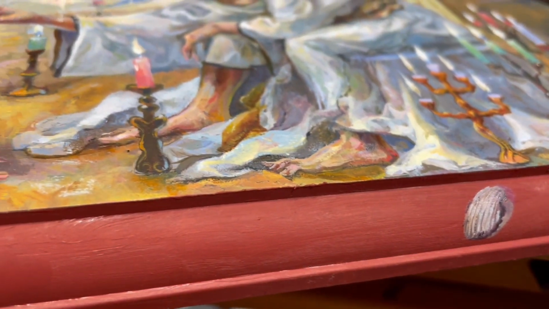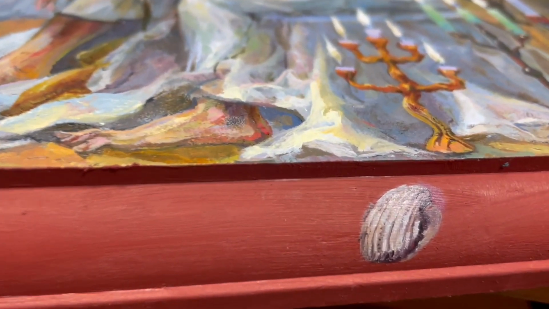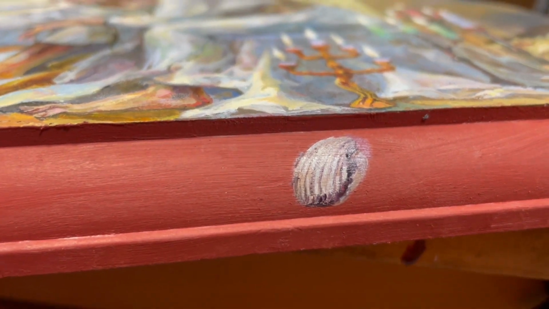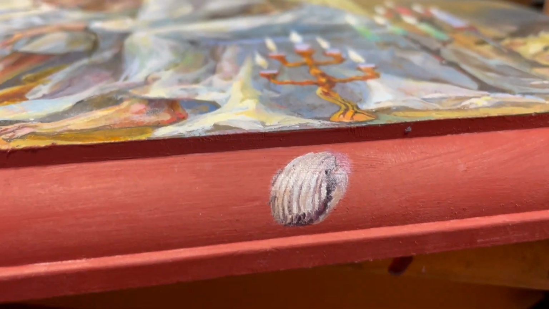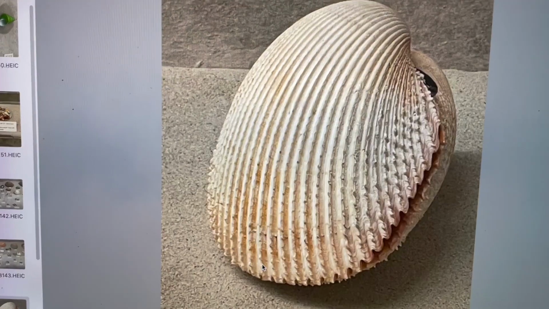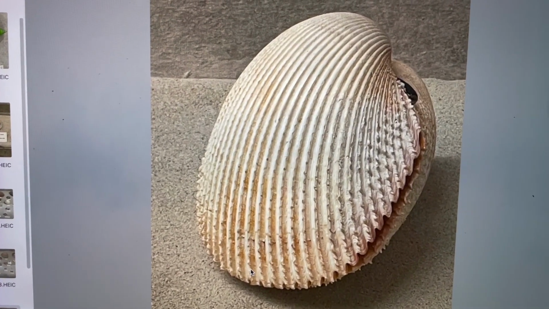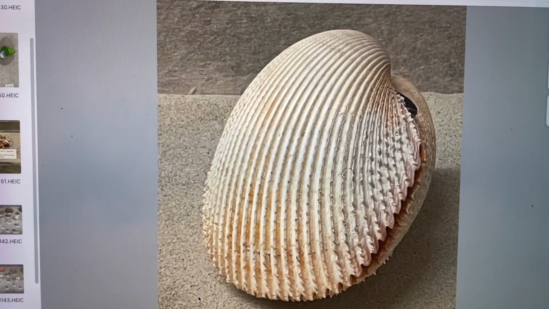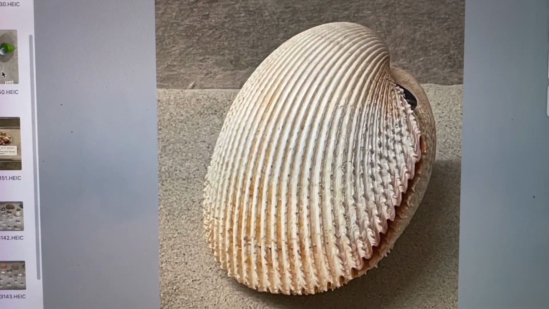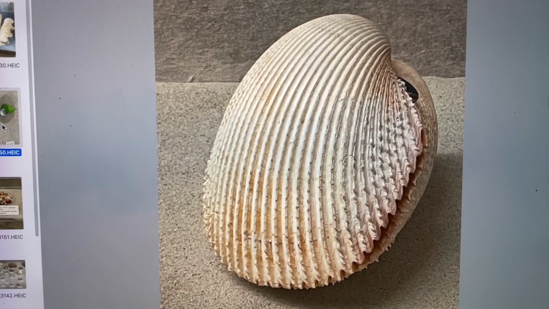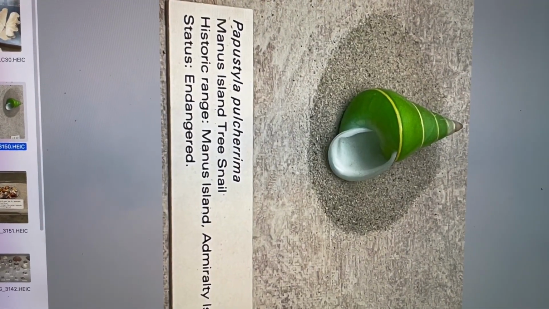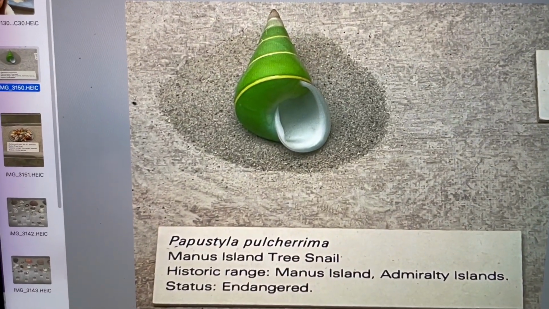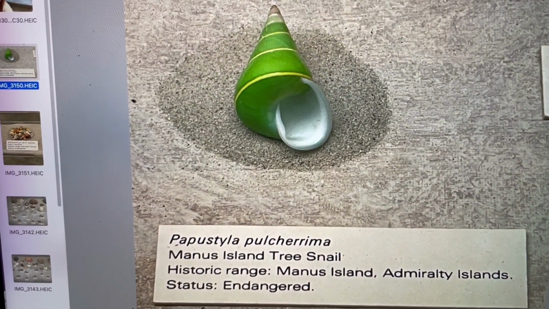Okay, so we have our 4th shell done here. Let me show you the reference. One of the shells I found at the Natural History Museum, just gorgeous. So yeah, the one earlier I had was this one, just a beautiful green shell from Manus Island.